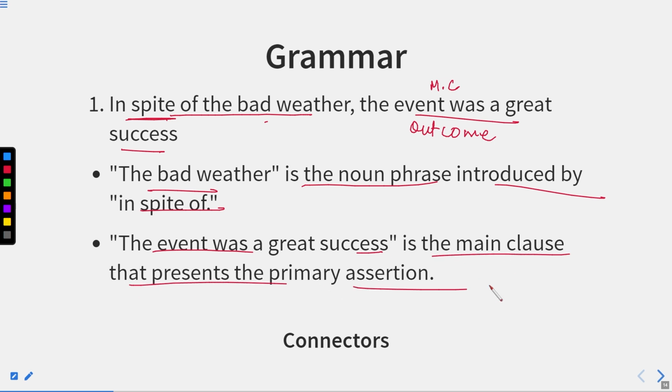So this is how we can use the word in spite of. Now, if I want to use in spite of in the middle of the sentence, this entire phrase will be shifted to the next part. That is, the event was a great success in spite of the bad weather. So we can use this sentence in this manner as well. I hope you understood this. Well, let us move to the next one.